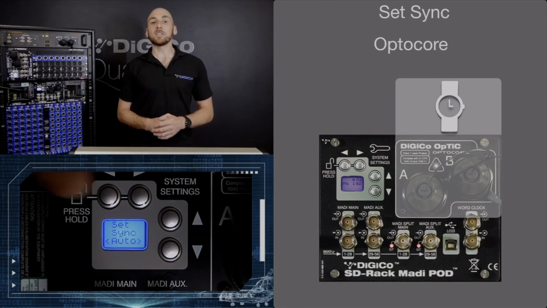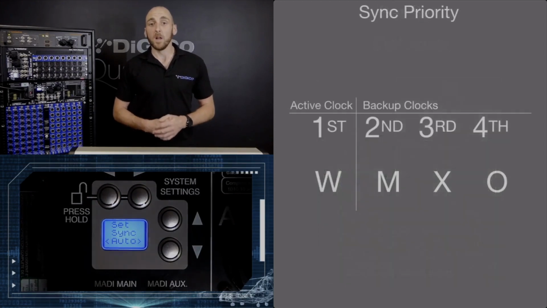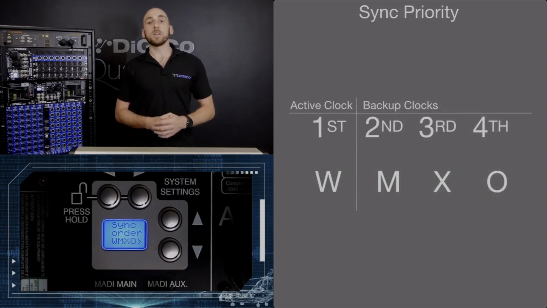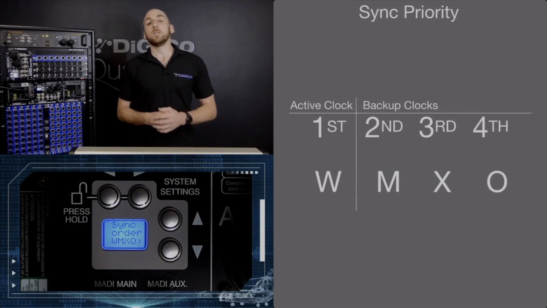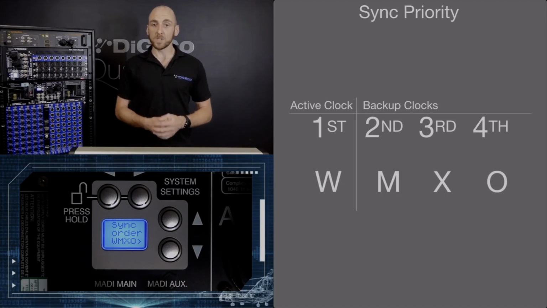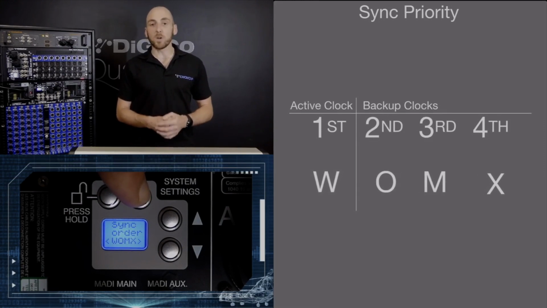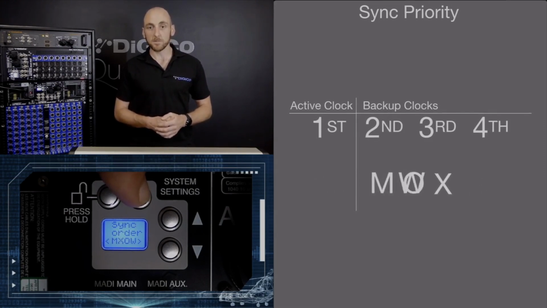Moving down, we get to the rack sync setting. This option only works if the rack sync source is set to Auto, the window previous. The default setting, as we saw earlier, is WMXO, which allows automatic selection of sync order, priority to word clock, main MADI, aux MADI, and finally Optocore. This setting can be manually overridden and a specific sync priority order can be set as shown from any one of the combinations on screen.